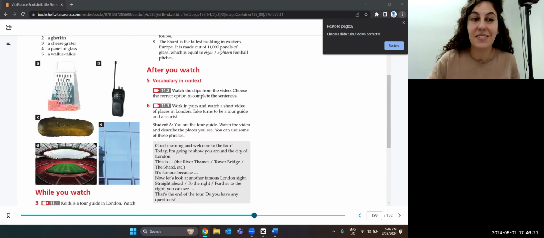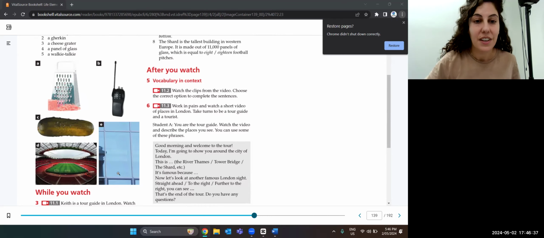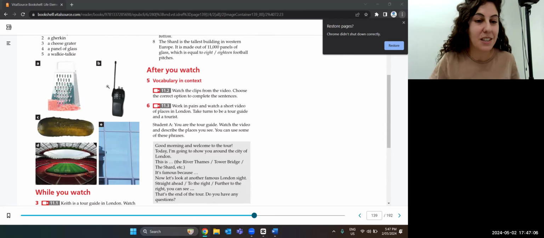A cheese grater. So this one, you put the cheese and you can make it into like this. You can see the block of cheese. And a panel of glass. That's this image here. It just means a sheet of glass. A panel is like this bit here, a panel of glass. We see that on a lot of new buildings. A walkie-talkie. If you remember from 10, 20, 30 years ago, this was very popular, especially with kids. They could talk on it and be far away and they can hear each other. A walkie-talkie, because you can talk and walk at the same time.